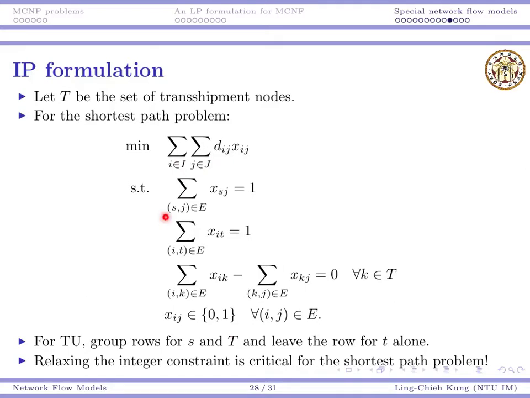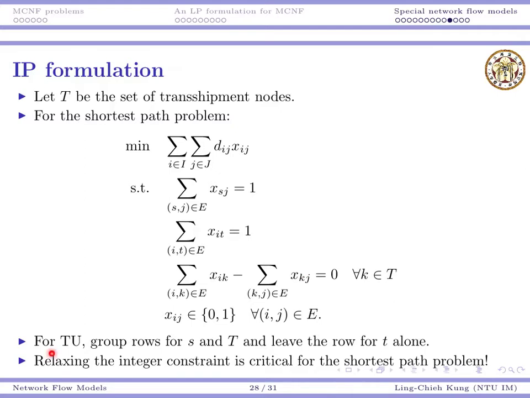For the node S, for the source, at most one outgoing arc must be selected. For the destination T, at least one incoming arc must be selected. For other nodes, either both are 1 or both are 0. If both are 0, that node is not on the path. But if both are 1, then that node has an incoming arc and an outgoing arc, so it is on the path.